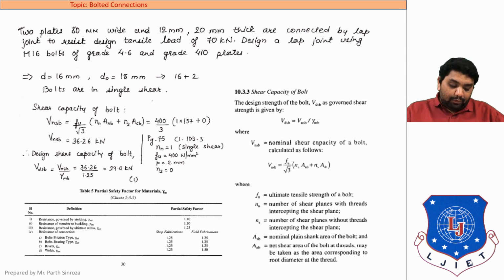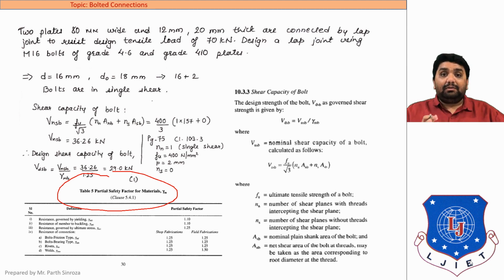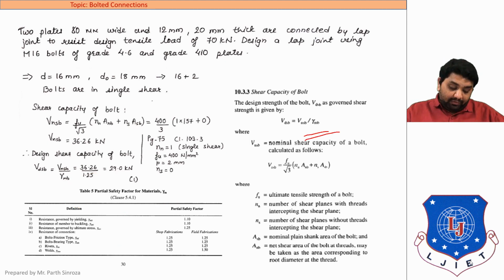On page number 30, you will see Table 5, that is, partial safety factor for materials, or gamma M, as you can see here. Clear? In our entire syllabus, whenever we deal with factors of safety, we will be looking at this table. Here we are dealing with gamma MB. It is mentioned under serial number 4, resistance of connection, and subclass B, bolts bearing type, that is gamma MB. So the value of gamma MB is 1.25.